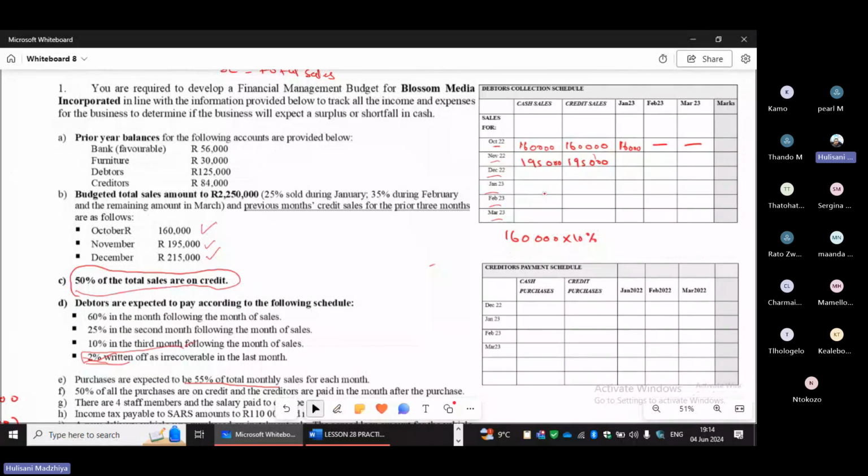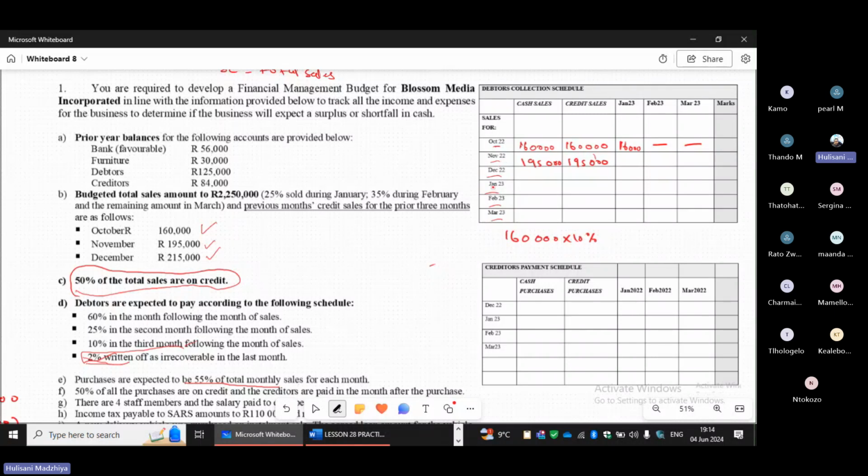Then comes the collection of January, February, March. We start with the 60%. Since we sold 195,000 worth of goods on credit, 60% of it will be collected in the following month, which is December, and we do not have December in this case. Therefore, we move to the next month, which says 25% in the second month following the month of sales. The second month from November is January.